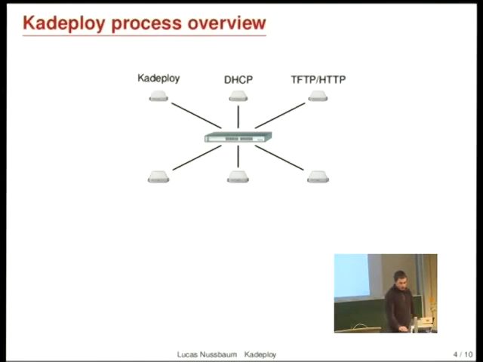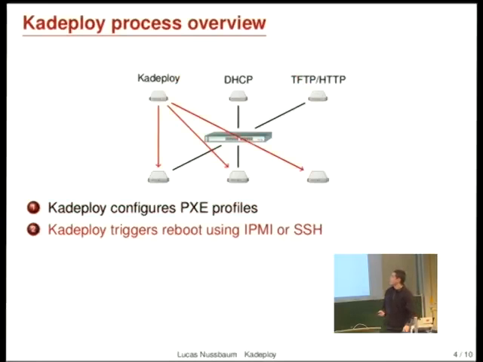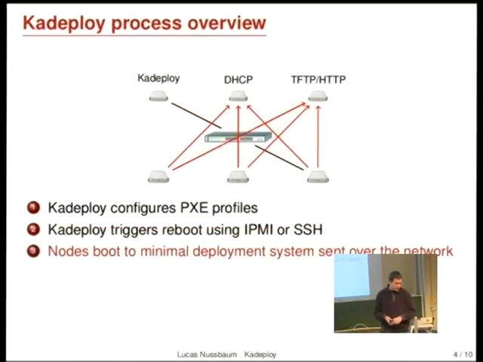So how does it work? Basically there are three entities: the Kadeploy server, the DHCP server, and a TFTP or HTTP server. Kadeploy configures PXE profiles on the TFTP server. It triggers reboot of the nodes using IPMI or SSH. The nodes boot to a minimal deployment system that is sent over the network using either TFTP or HTTP. For example, you can use iPXE to send a small system using TFTP and then get a big image using HTTP.